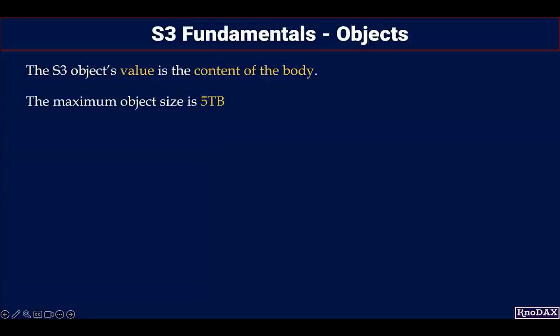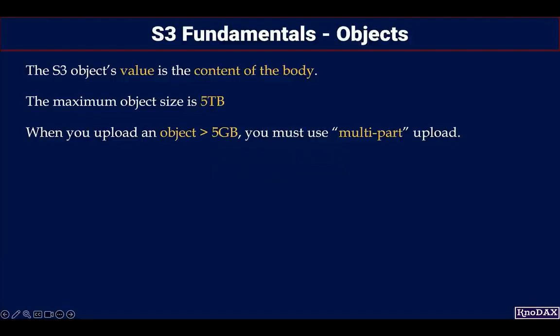If you upload an object of more than 5 gigabytes, you must use multi-part upload. In general, when your object size is around 100 megabytes or more, you should consider using multi-part uploads instead of uploading the object in a single operation. Using multi-part upload improves throughput. You can upload parts in parallel to improve speed.